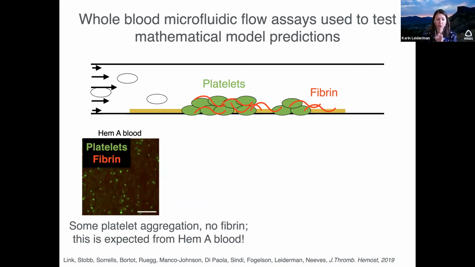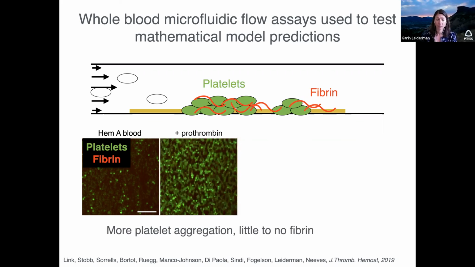So first, with no modification of factor V or prothrombin, we see a little bit of platelet aggregation, but little to no fibrin. But this is expected from hemophilia A blood, right? We know that we're affecting the coagulation reactions, we're affecting the secondary hemostasis, so we should expect to see platelet aggregation, but not a lot of fibrin deposition or no fibrin deposition at all, which is what we see. Then with the addition of some prothrombin, there was slightly more platelet aggregation, which suggests a slightly higher thrombin, but maybe enough to activate some platelets, but not enough to start making large amounts of fibrin.